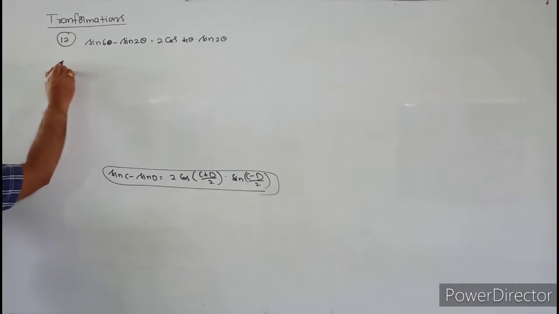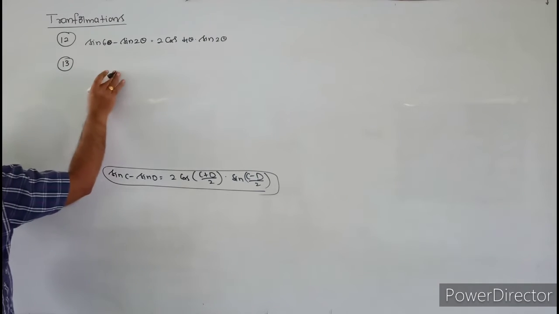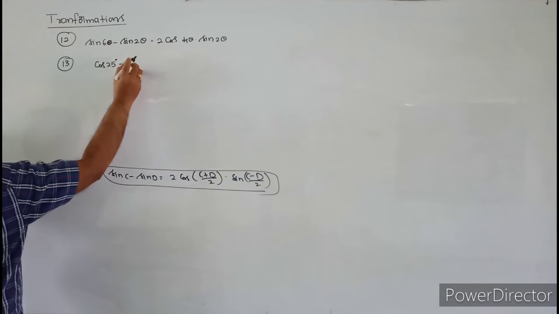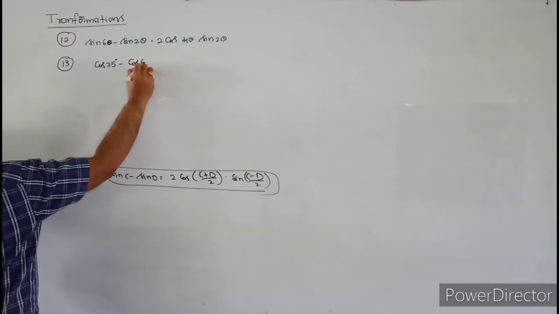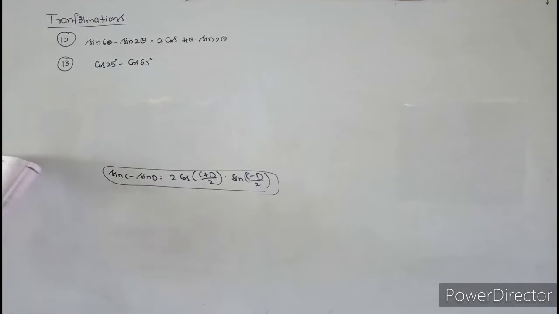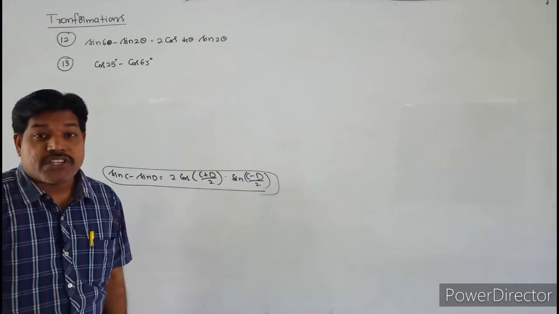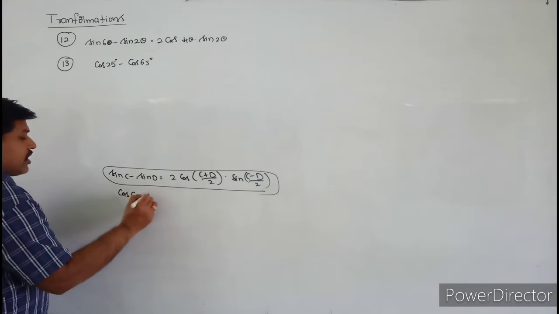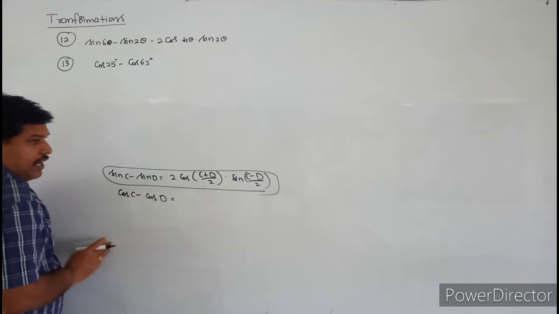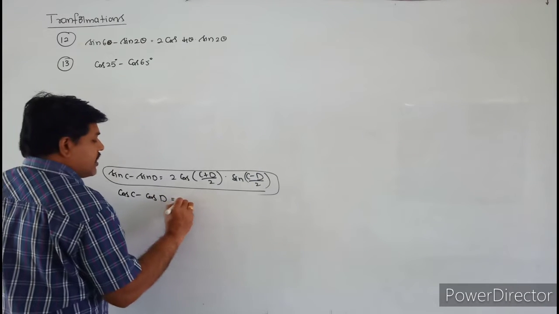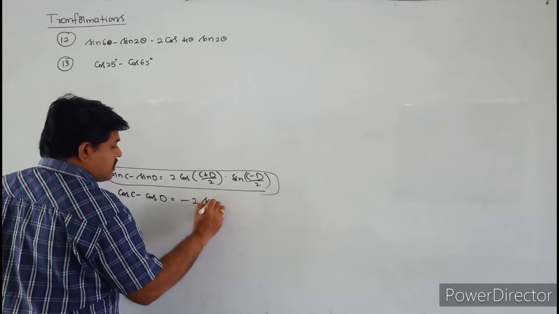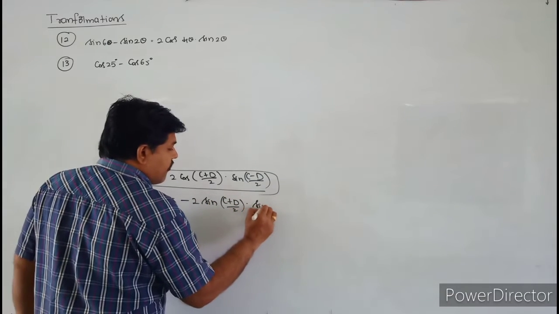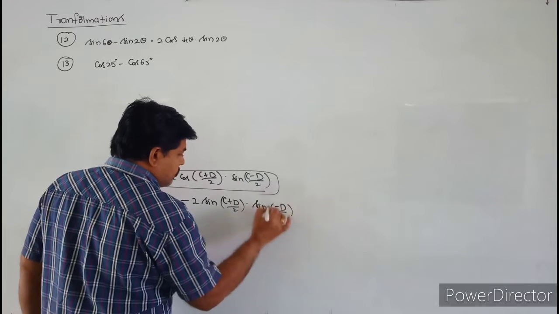What is question number 13? Cos 25 minus cos 65 degrees. What is the formula here? This is in the form of cos C minus cos D. What is the formula, students? Minus 2 into sin of C plus D by 2 into sin of C minus D by 2.